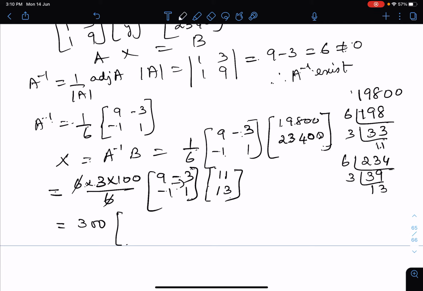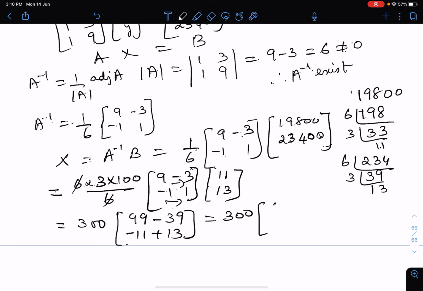9 into 11 is going to give you 99 minus 39. Similarly the second row, minus 11 plus 39. So your answer is going to be 300 into 60 and 2. When you take the 300 inside, you will get 18,000, and here it is going to be 600, which means the solution.